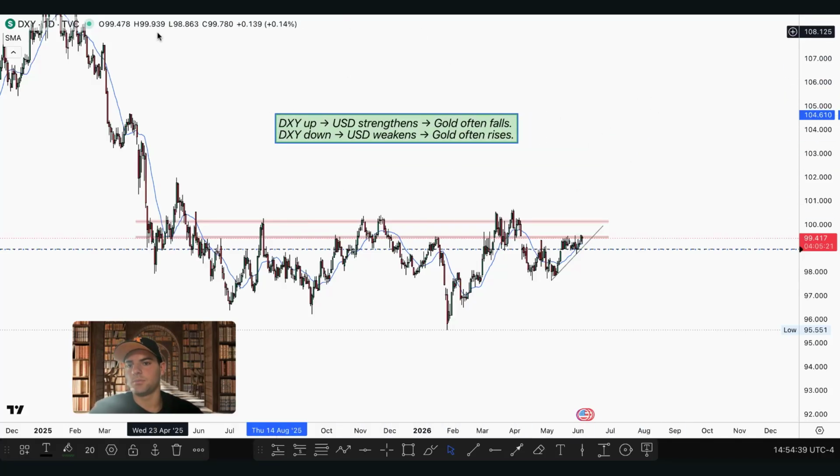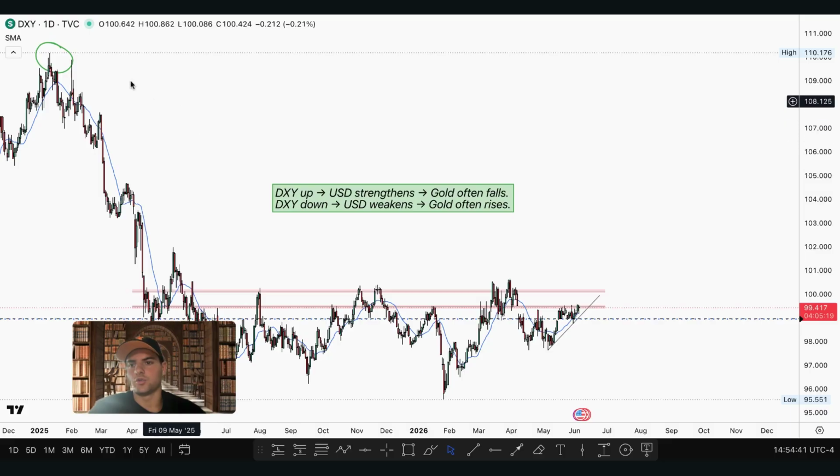And in today's video, I'm going to be talking about a tool, which is the DXY chart that we can use to trade gold and other currencies as well, right? So here is just the brief on it.